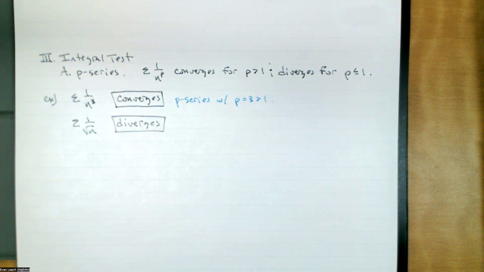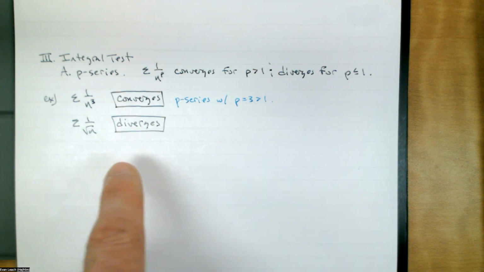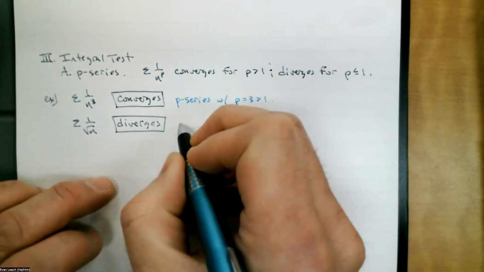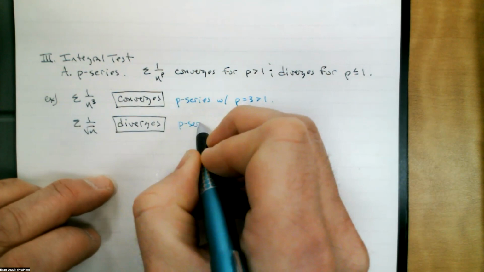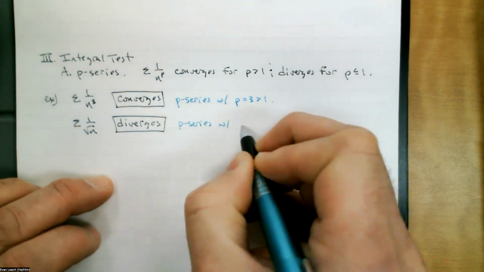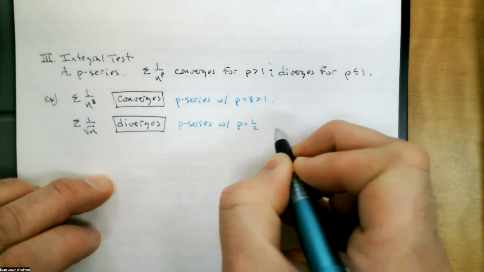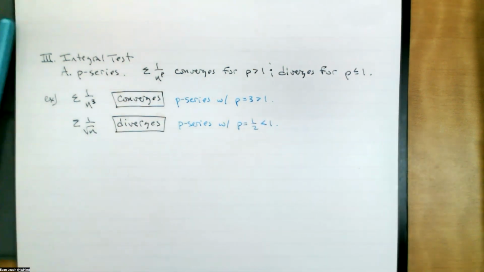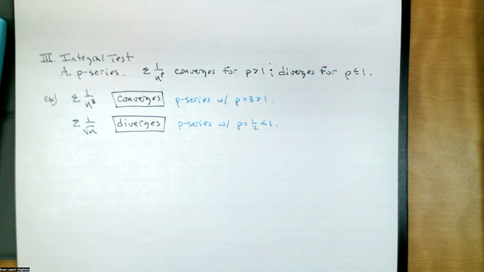Because if you stop writing after the first letter and I say, time's up, turn in your paper, I would say, oh yeah, they were going to write diverges. If you had to justify this, you would say, oh, this is a P series with P equal to 1/2, which is less than 1, and therefore diverges.